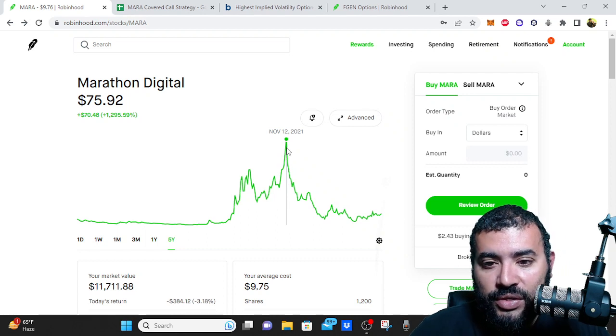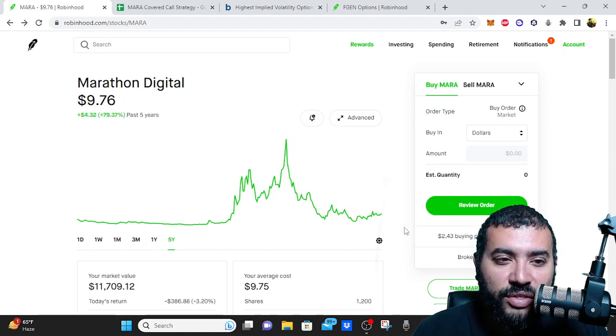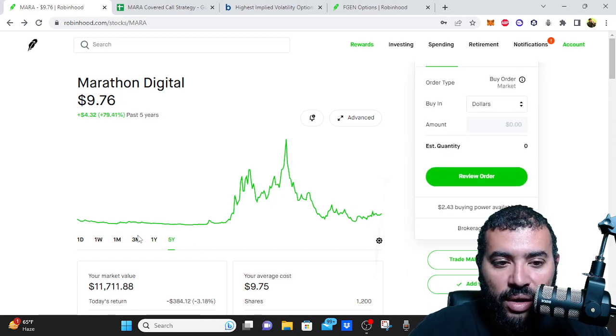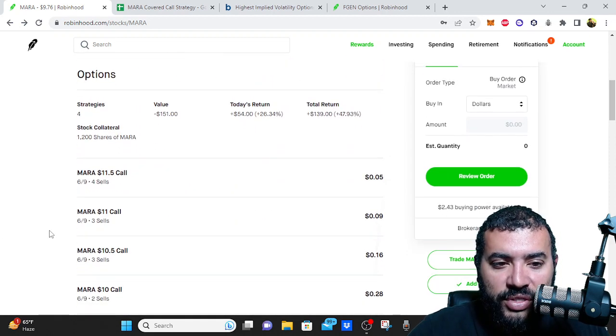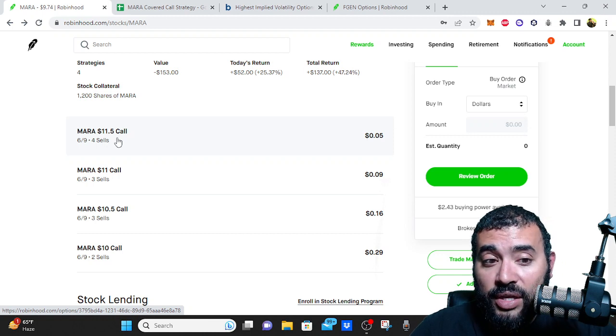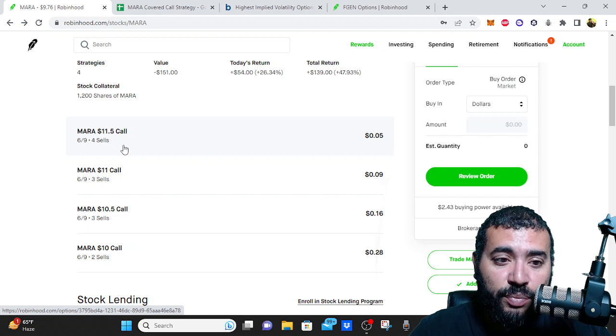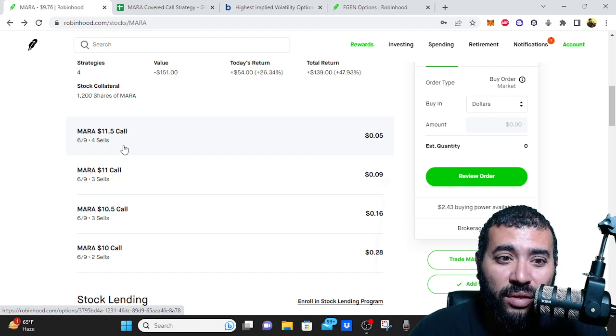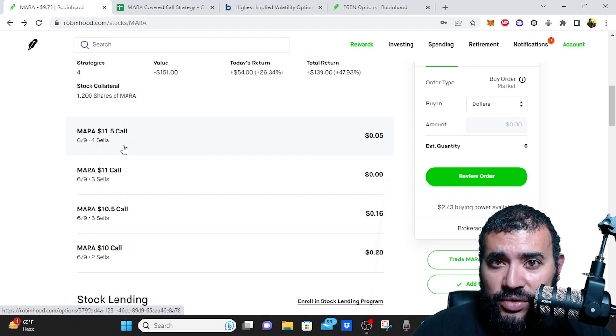I have not talked yet about the worst case scenario. The worst case scenario is pretty much the same as if you were just holding this stock: the stock crashes and goes to zero. Here's a big reason why I'm selling $11.50 strike price calls: I bought those 400 shares at a price between 11 and 11.50. I do not want to sell those shares for less than 11.50. I want to wait until it gets back above $11.50 to eventually sell those shares.